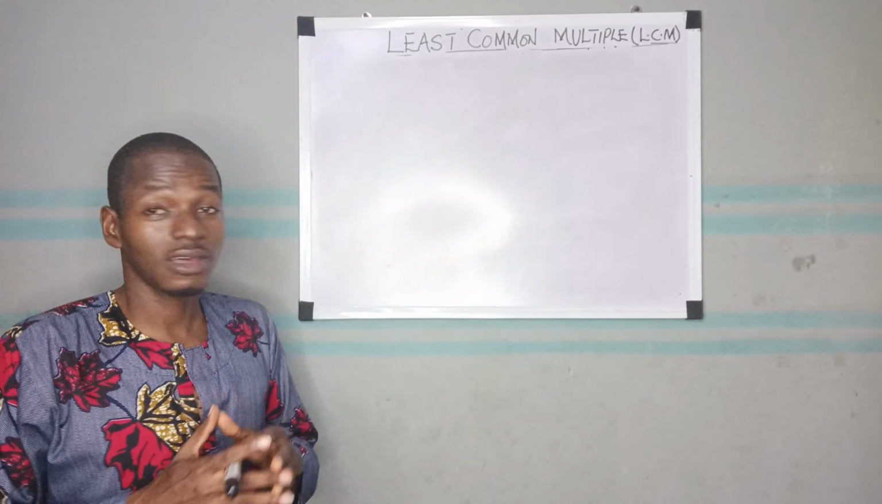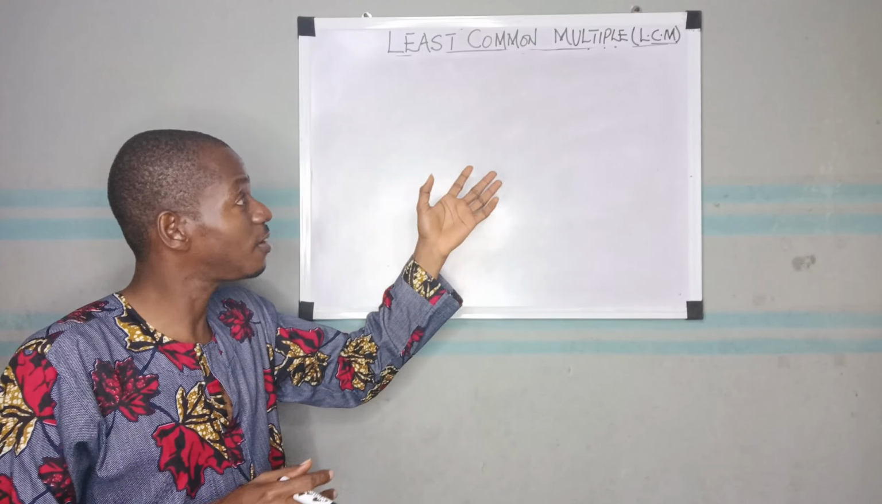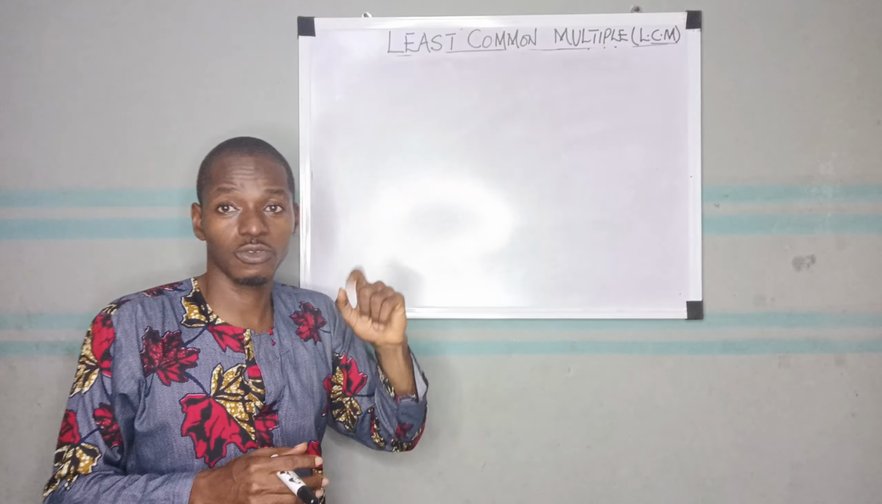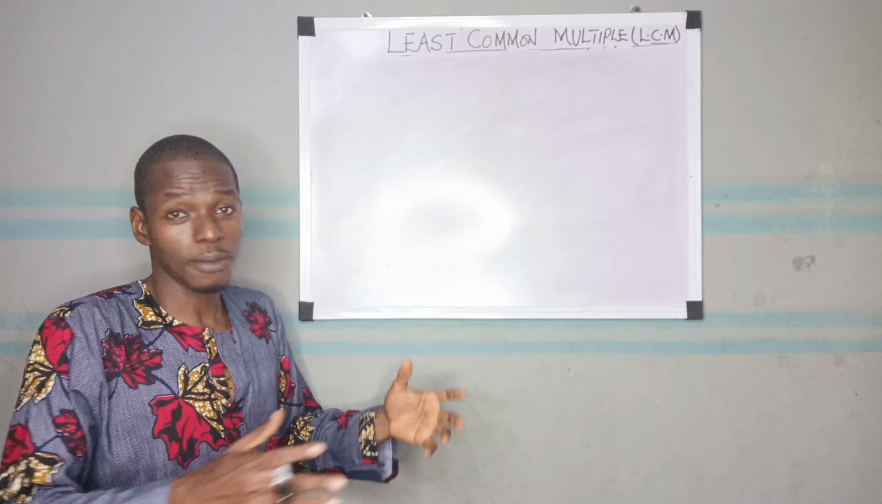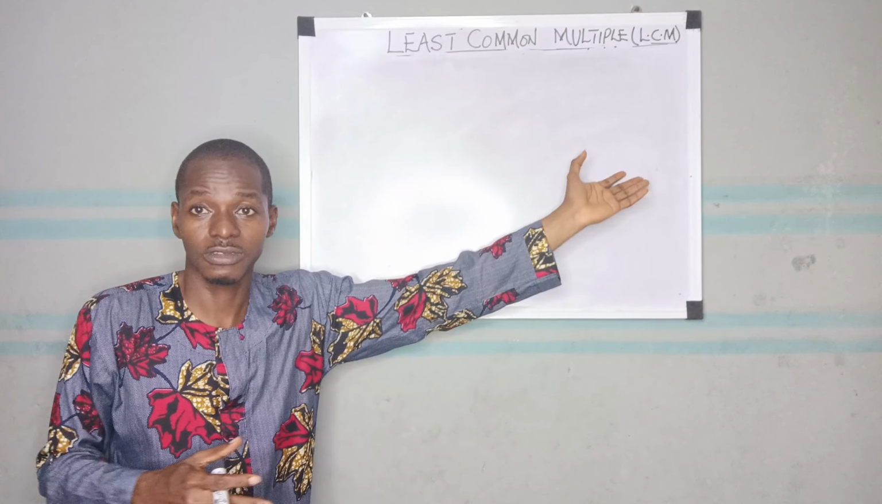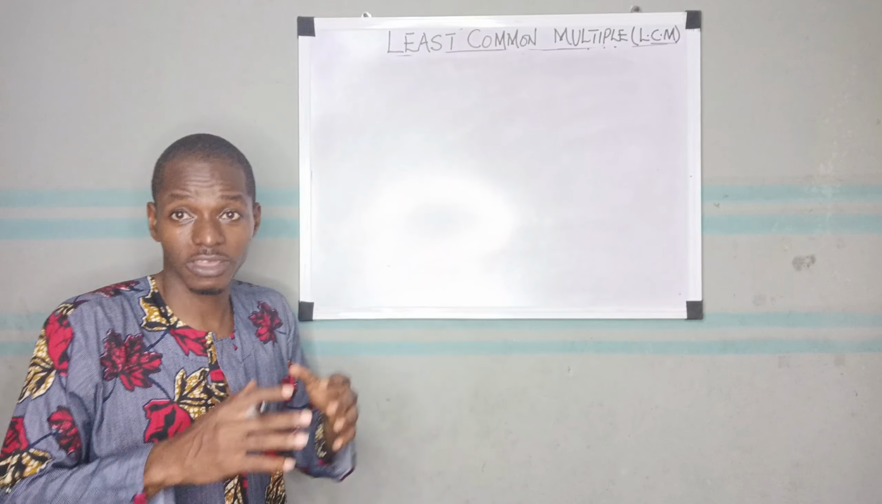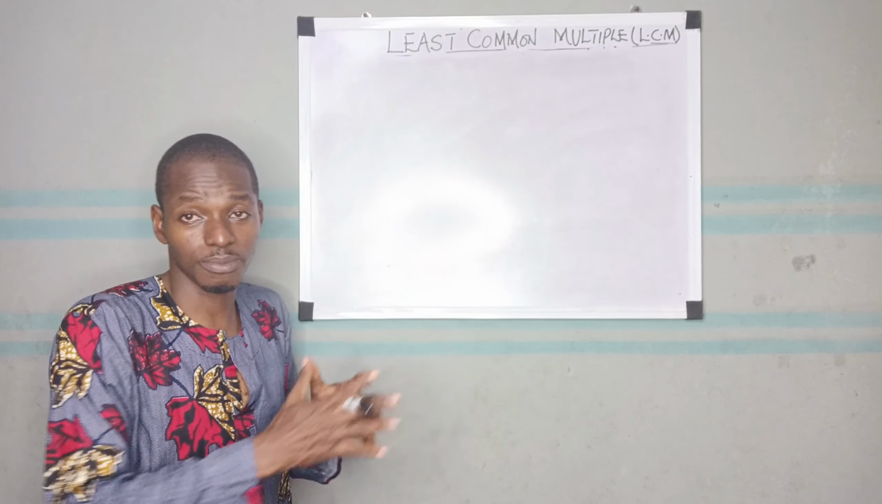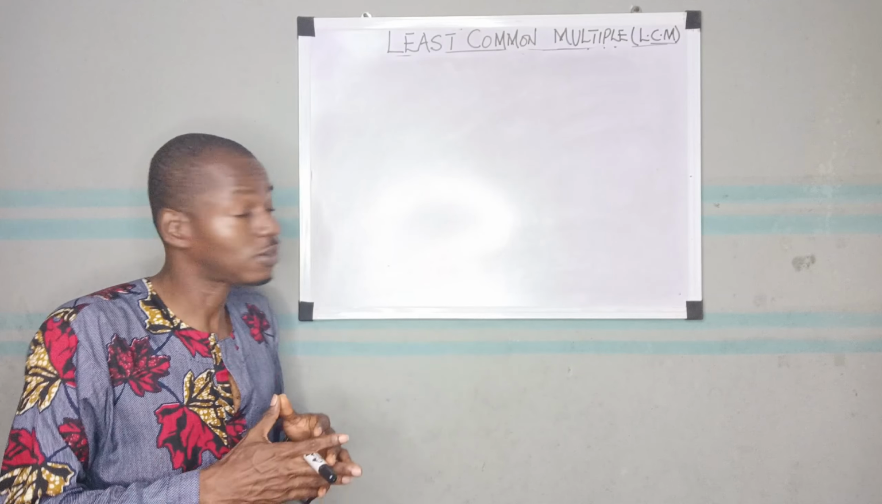Today we'll be continuing our LCM series. In our last class we looked at finding LCM by listing multiples. Today we'll be looking at finding LCM by using the prime factorization method. If you don't know how to solve prime factorization, or expressing a number as a product of its prime factors, you can check out our series on prime factorization.